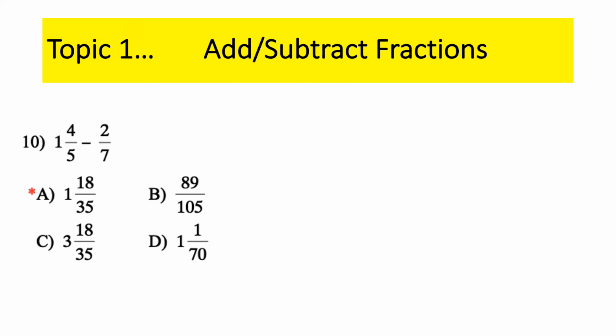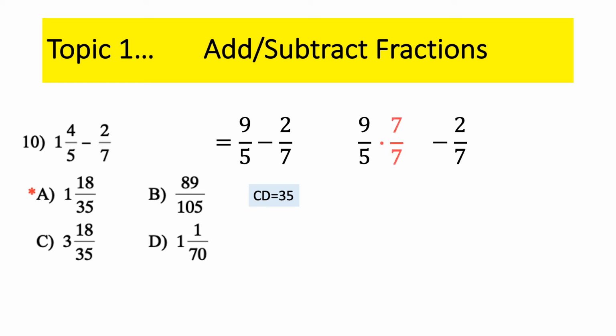Remember, when you have mixed numbers, right, let's make them into improper fractions first. 1 4/5. 5 times 1 is 5, plus 4 is 9. That's 9/5. Common denominator, 7 and 5. 5, 10, 15, 20, 25, 30. 35 is the common denominator. All right, let's see. We've got to turn them both into 35. What times 5 is 35? That would be 7. What times 7 is 35? That would be 5.